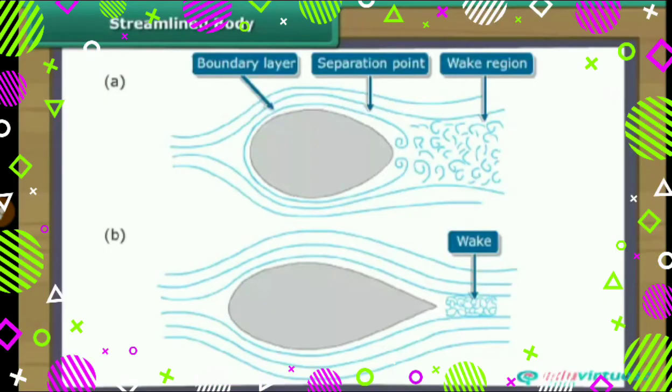Streamlined body. The shape of many objects moving through air or water is designed in such a way that friction between the objects and water or air can be reduced. The shape of the body is called streamlined body.